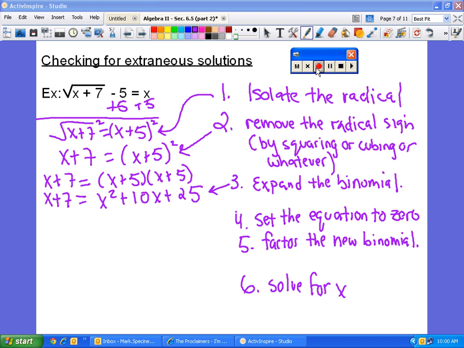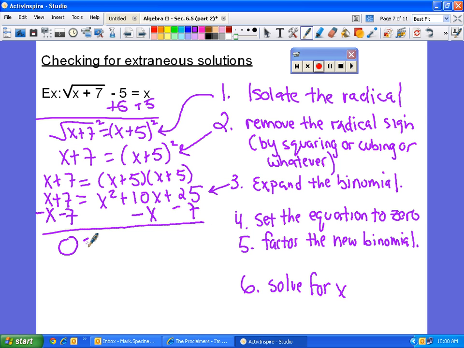The next step is to set the equation equal to 0. What that means is anything on the left side of the equation has got to go to the right side of the equation. So I'm going to subtract x, and I'm going to subtract 7, and I'm going to do that from both sides. That gives me 0 over here. x squared plus 10x minus 1x is 9x, plus 25 minus 7 is 18.